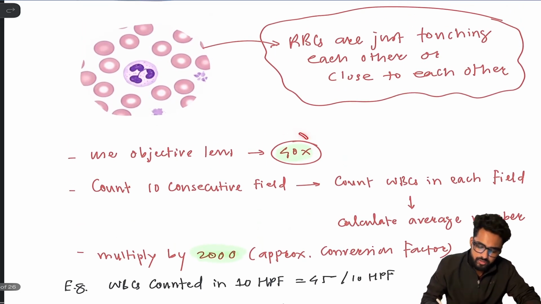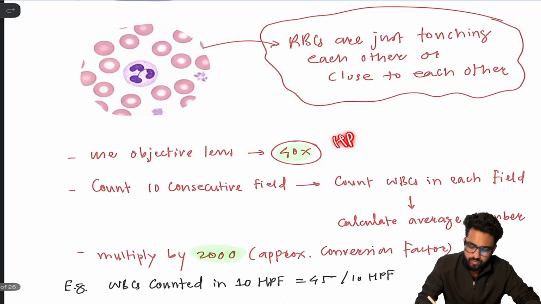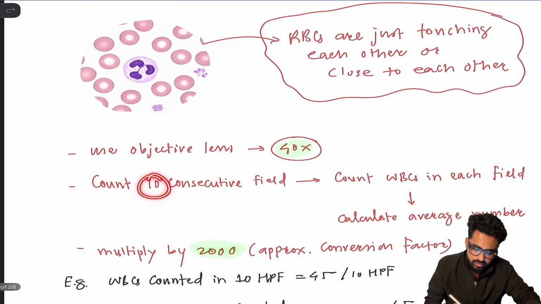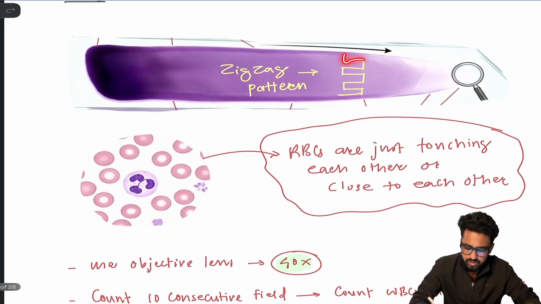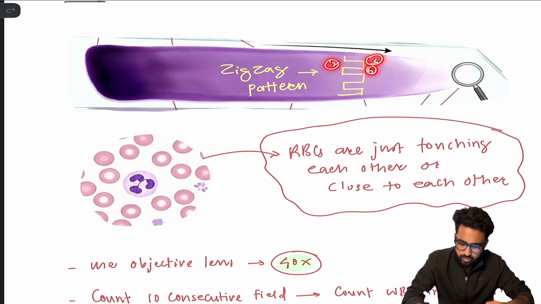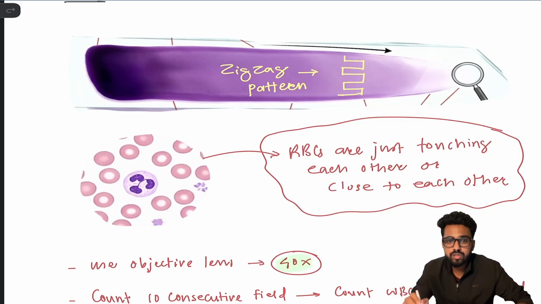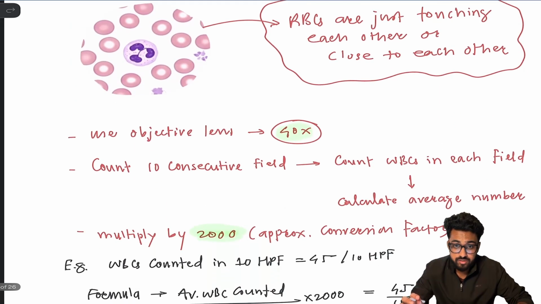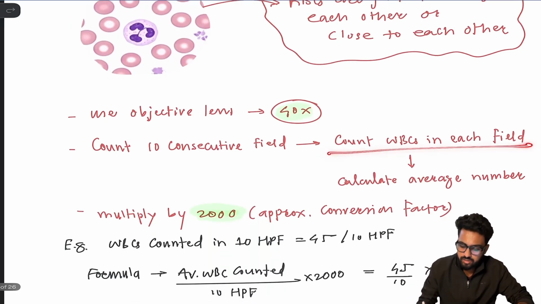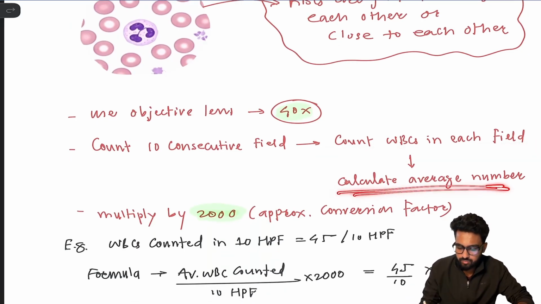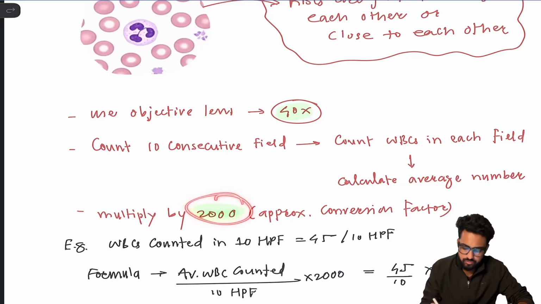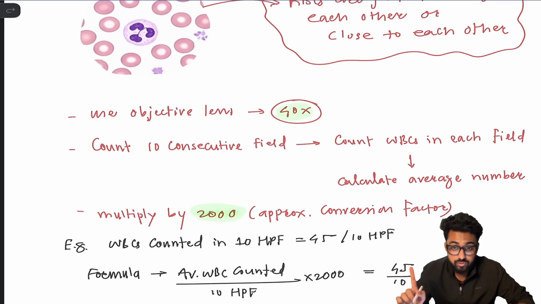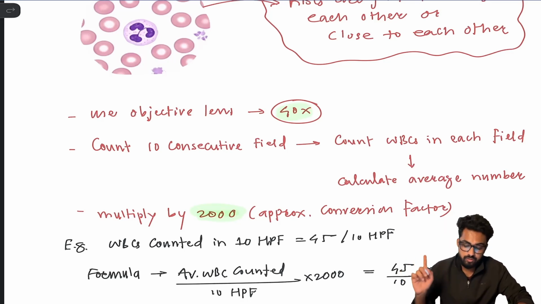And it covers the majority of the portion of the PS for the WBC count. So use the objective lens, that is 40x lens, high power field. Then count 10 consecutive fields as I mentioned in zigzag pattern. So this is field 1, this is field 2, this is 3, 4, 5, 6, 7, like this. You should take 10 consecutive fields, count the WBC in each field, calculate the average number and multiply it by 2000, which is an approximate conversion factor. Important, remember this 2000, which is a conversion factor.